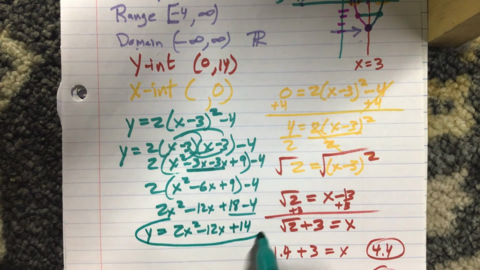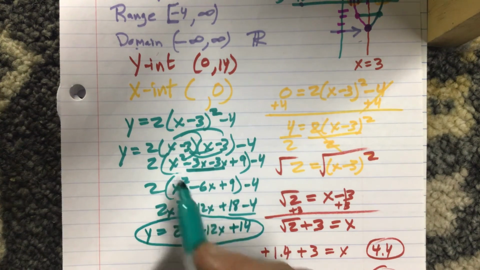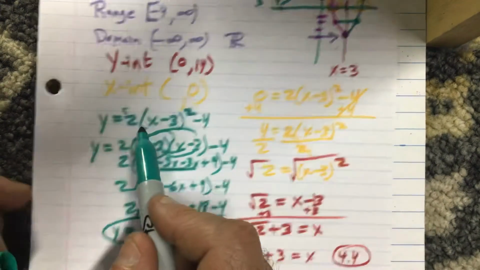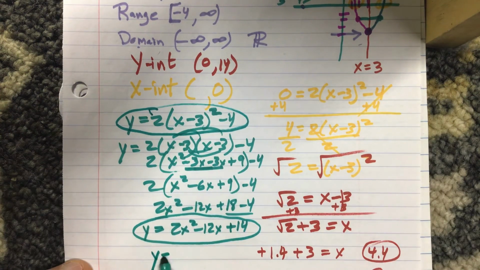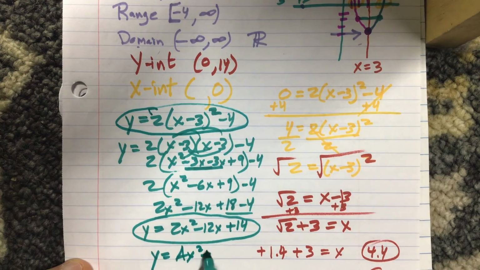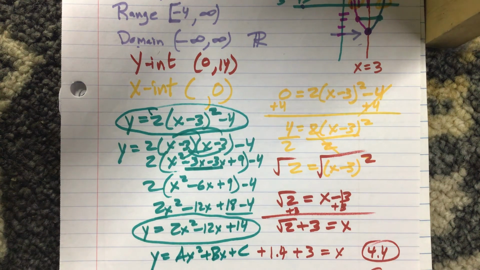And this is the same function as what we started with, only it's not in vertex form anymore. Now it's in standard form, which is y equals ax squared plus bx plus c. So it's the same function, just rewritten in a different format. And that's it.